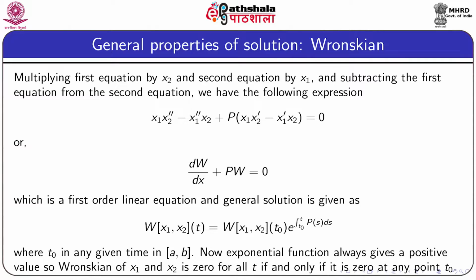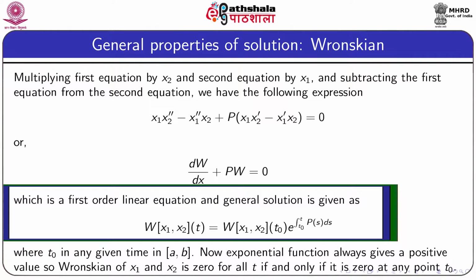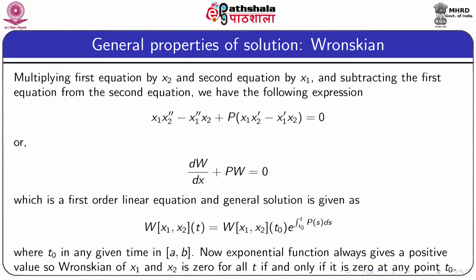as W is equal to x1 x2' minus x1' x2, which is a first order linear differential equation whose general solution is given by W(x1, x2)(t) equal to W(x1, x2)(t0) e to the power integral from t0 to t of p(s) ds, where t0 is any given time in the closed interval [a, b]. Now, the exponential function always gives a positive value. So, the Wronskian of x1 and x2 is 0 for all t if and only if it is 0 at any point t0.